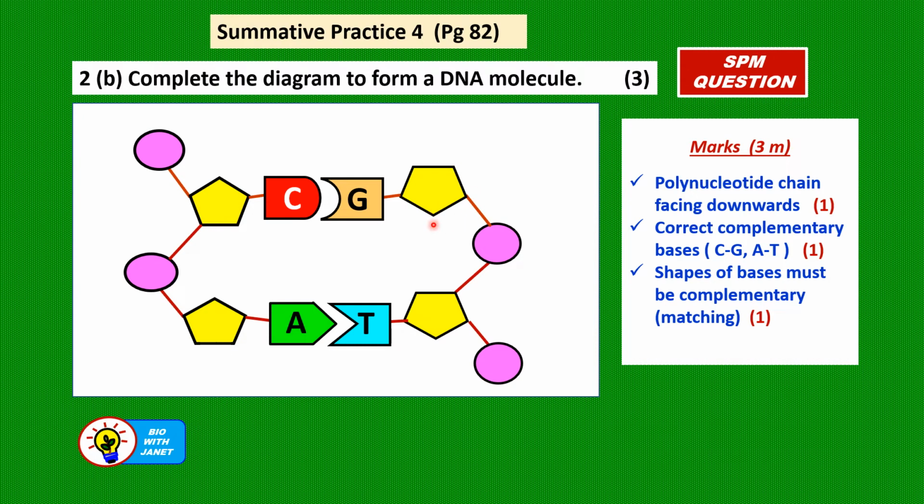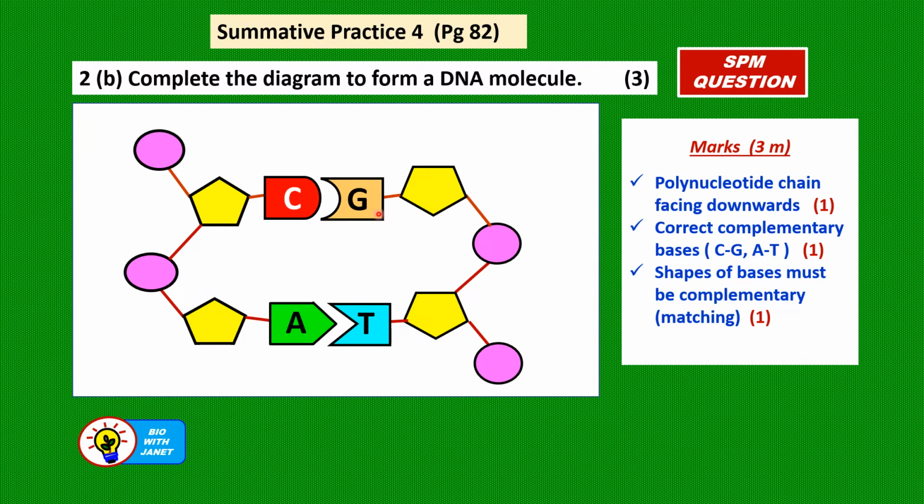All right. Now you see the pentose sugar, the pointed end is now facing downwards. This one is facing upwards. This one must face downwards. So if you draw the pentose sugar similar to the first strand here, it is wrong. It should be pointing downwards, not upwards. So one strand points upwards and the other strand points downwards for the pentose sugar. So if the strand is drawn correctly, with the pentose sugar pointing downwards like this, then you get 1 mark.